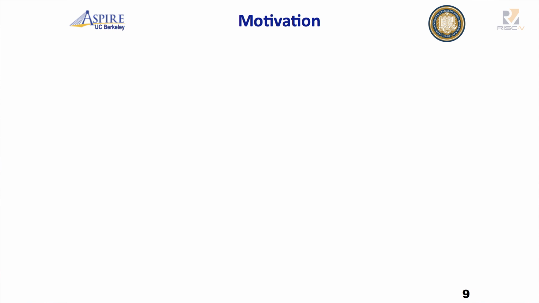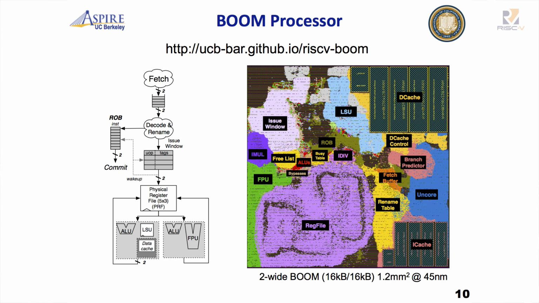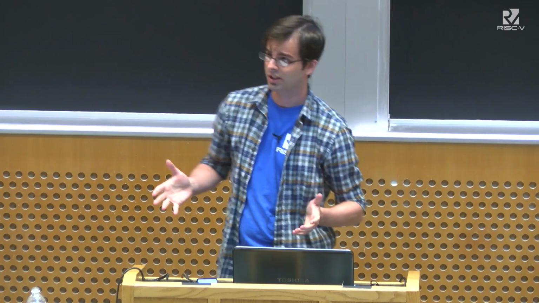It's a bit of work. Why do this? As my day job, I work on building the Berkeley out-of-order machine, a parameterizable RISC-V out-of-order superscalar. It's open source. You can download it, play with it, check it out. Tell me what you think. I accept pull requests.